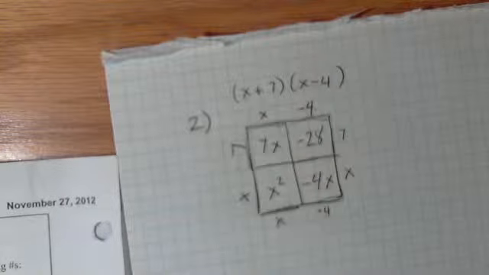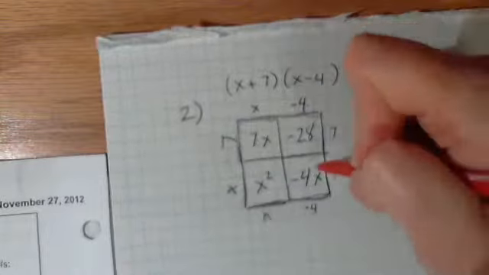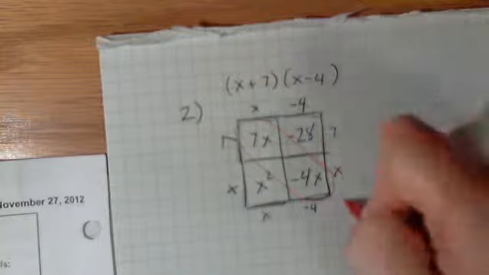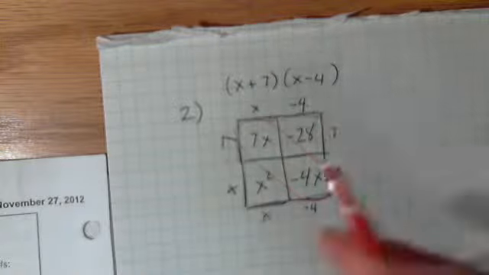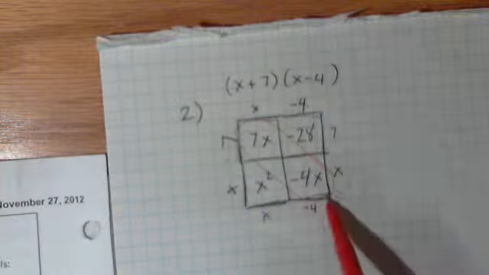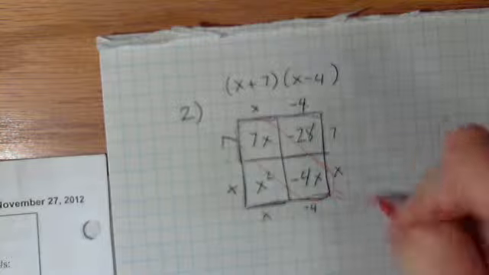Now I kind of set this one up a little bit differently than the example in the last video, but basically I've got like terms on one of my diagonals. Last time I had them here, but they'll show up in either place. And these can now be added together or combined. 7x minus 4x is 3x.